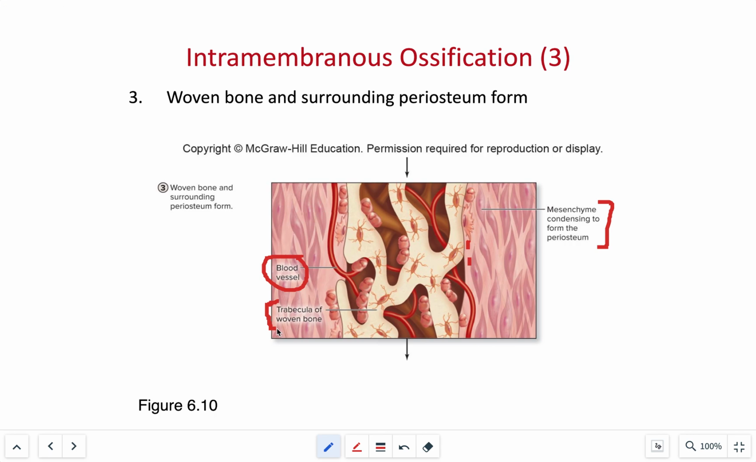We also see osteoblasts aggregating or collecting along the trabecula. And we also see again the mature osteocytes, which are then going to receive all of their nutrients eventually from blood vessels.